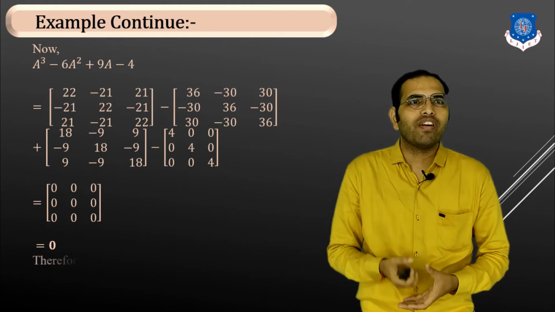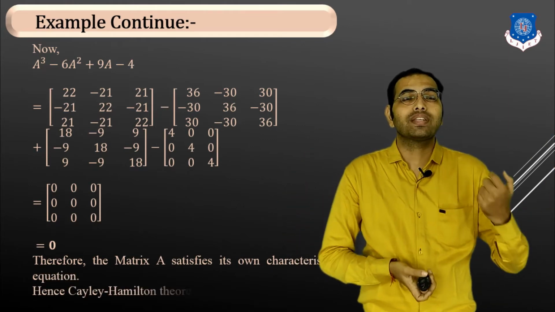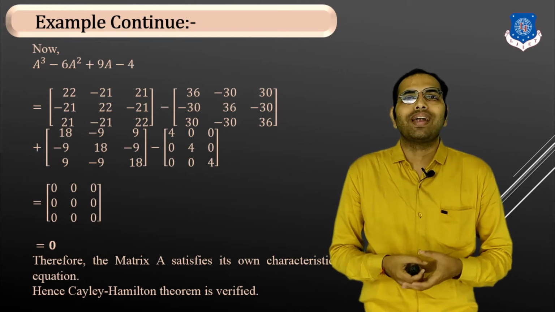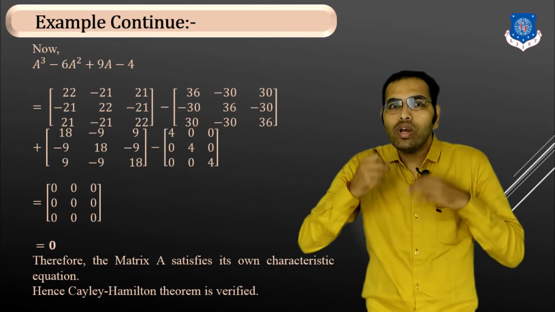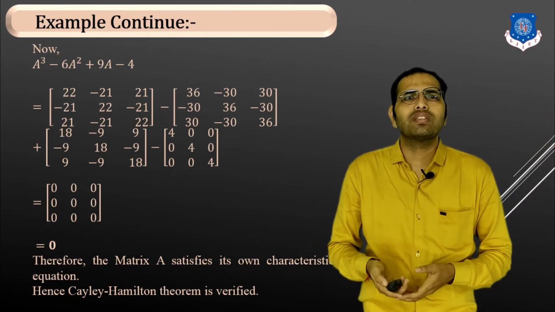Hence we verify the Cayley-Hamilton theorem, means LHS equal to RHS, means A cube minus 6A square plus 9A minus 4I equal to 0. Then the matrix A satisfies its own characteristic equation. That is the statement of the Cayley-Hamilton theorem. Hence we can say that the Cayley-Hamilton theorem is verified.